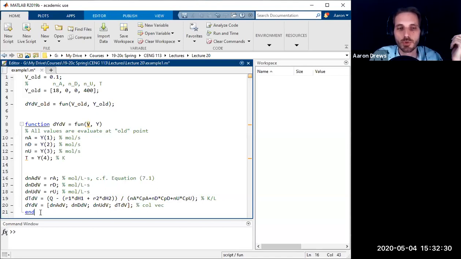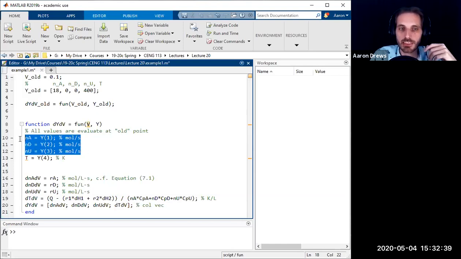We're now in a position where we have to go backwards, right? I've got obviously the NA, the ND, the NU, and there's no temperature on here, but those already exist as inputs because they're being used from the previous value.